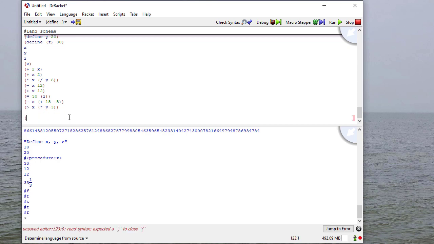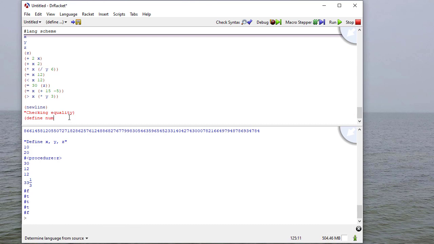So one last topic in this video that I want to talk about is equality checking. To do this, I'm going to define a num to be 8. So first, let's look at equals. There we go. I think I fixed that. So we'll do equals first.